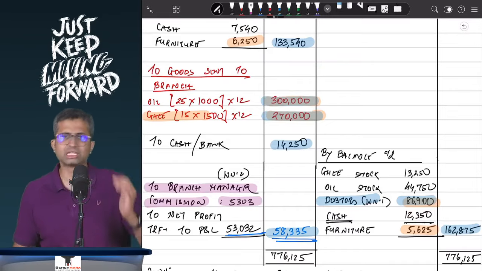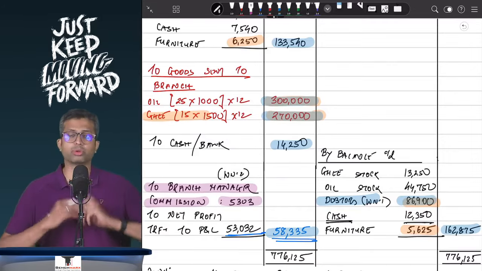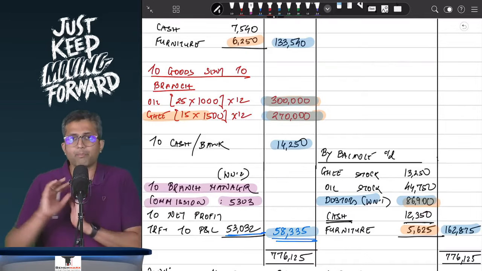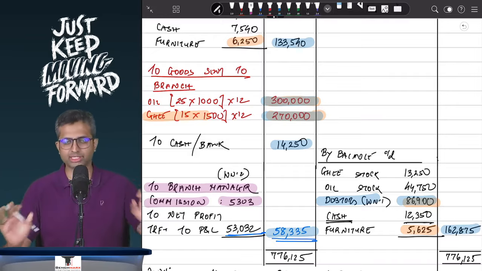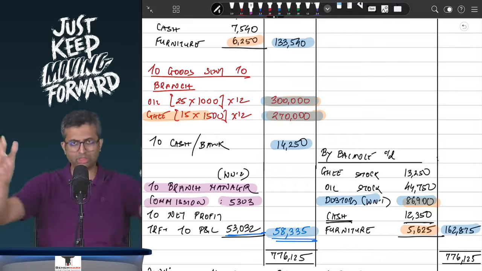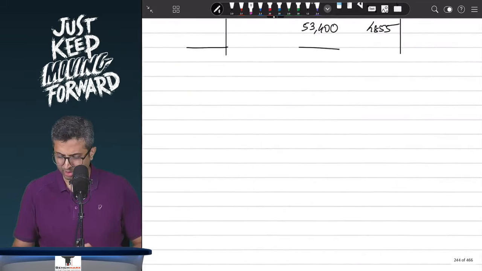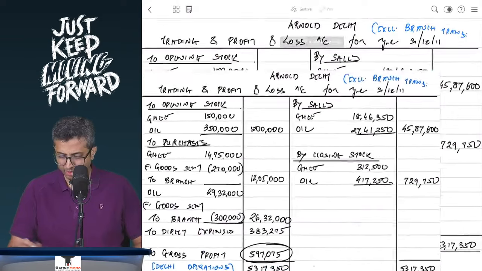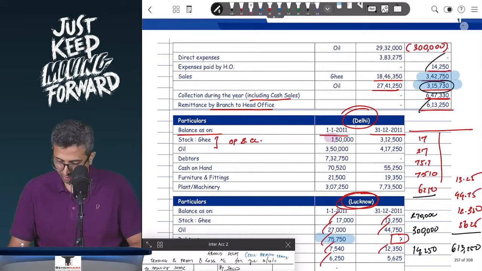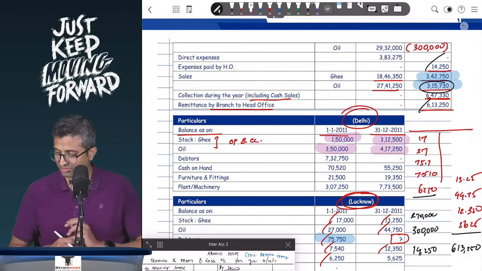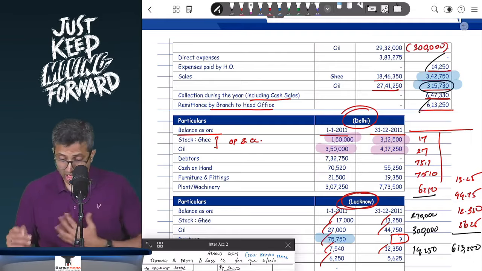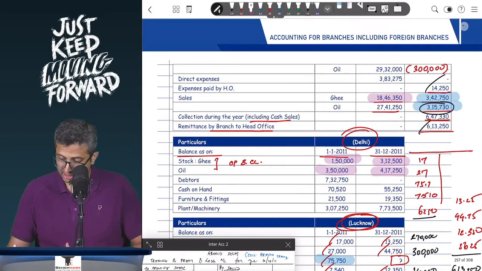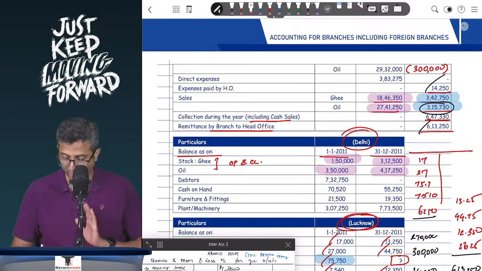Now, the next thing over here is slightly new, where they're asking you to prepare Arnold's trading and profit and loss account, but excluding branch transactions. So, for the branch transactions, you will directly record a net profit, because for the company as a whole, that will also contribute. So, when you prepare the trading and profit and loss account, you will take the opening stock, but these will be opening stocks from here 150, 350, maybe 5 lakhs, closing stock 3,12,500 and 417,250. Now, this is 729,750. This is closing stock. Whatever are the sales, you will take the entire sales 1846 and 2741. That will give you your entire sales.